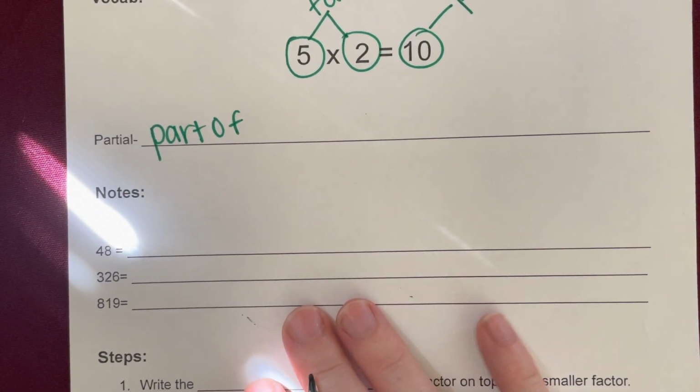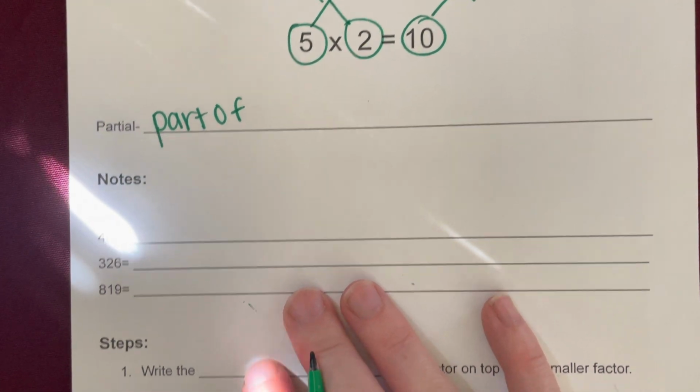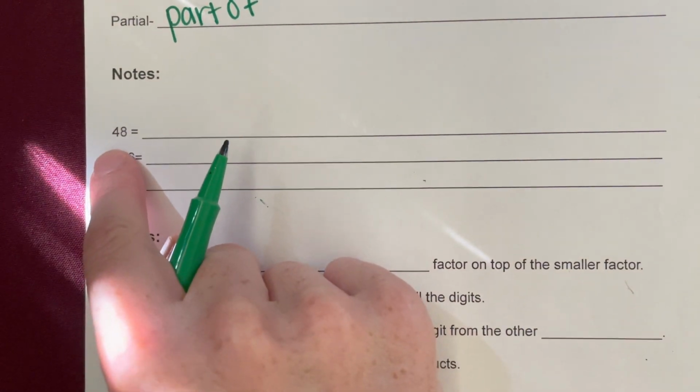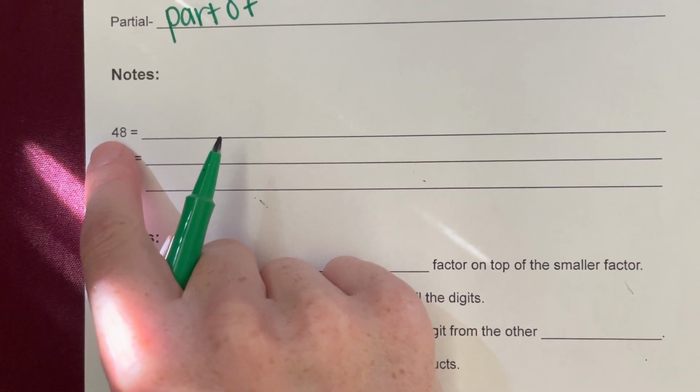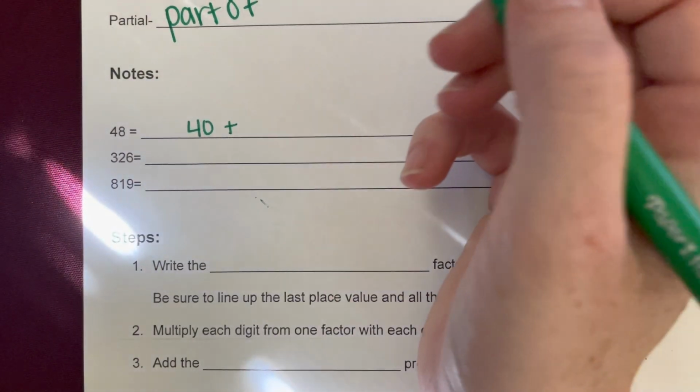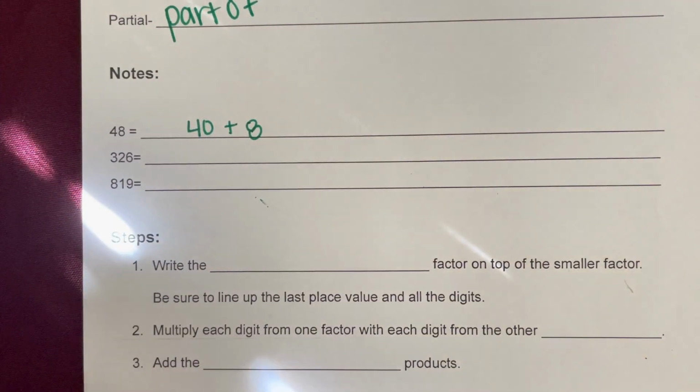And then our notes are going to look really similar to yesterday. We are going to talk about expanded form. So the 4 is in the tens place, so I have 40 plus 8. The 8 is in the ones place, so it is just 8. 40 plus 8.